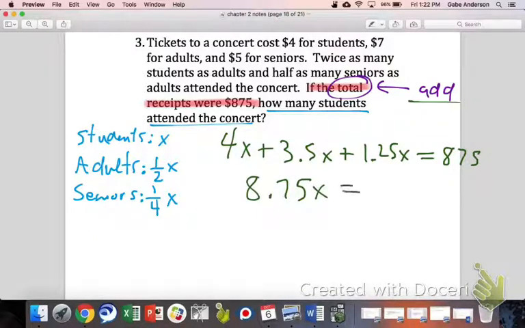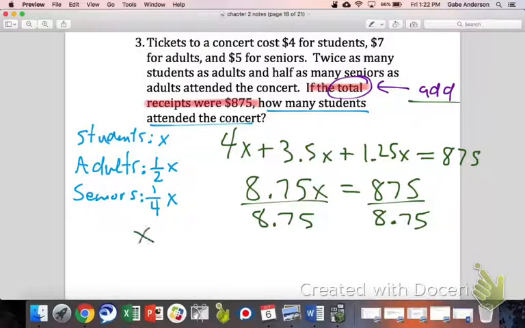8.75x, that's right, equals, look at this. This is going to work out really nicely as far as numbers go. Divide both sides by 8.75 to solve this. And how many students showed up? 100. So x equals 100 students came to this concert.